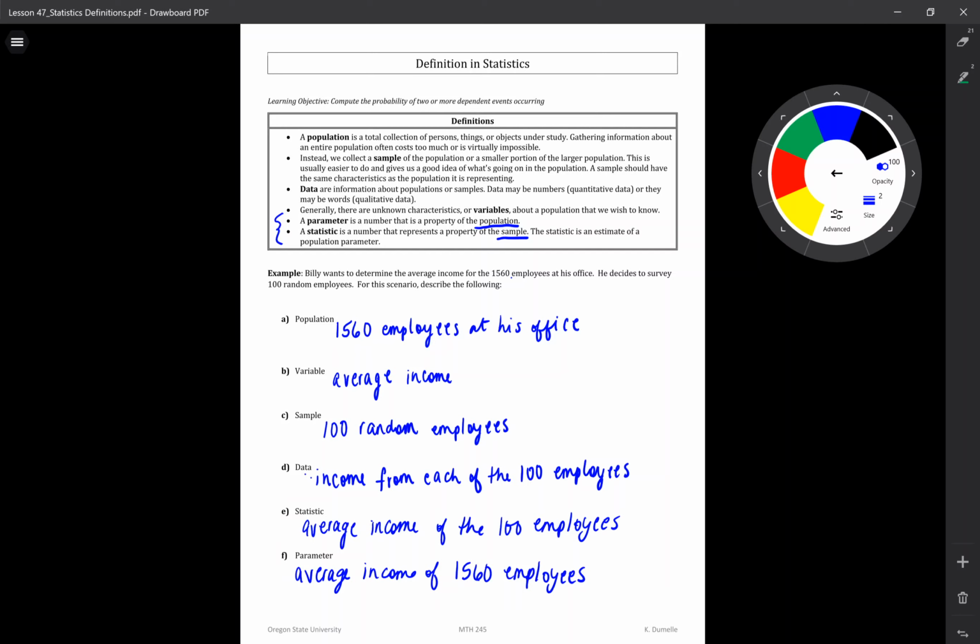All right, so this is a quick rundown of these definitions. We'll be using these words a lot in the lessons to come, so hopefully this gives you a little idea of how to use these words.